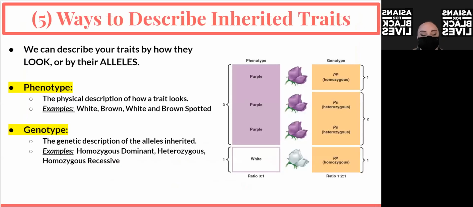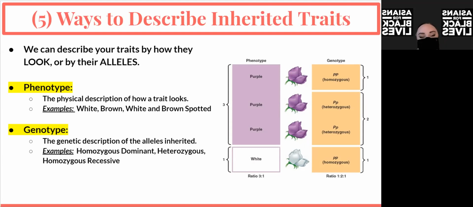So there are two different ways then we can describe the traits that you inherit. We can describe the traits by how they look, or by the actual alleles and genetic information. If I describe an organism or a trait by how it looks, I am describing its phenotype. So phenotype describes a physical appearance of a trait. To say something that is white, brown, purple, white and brown spotted, tall, short, those are phenotypes because with my eyeballs, that's what I see.